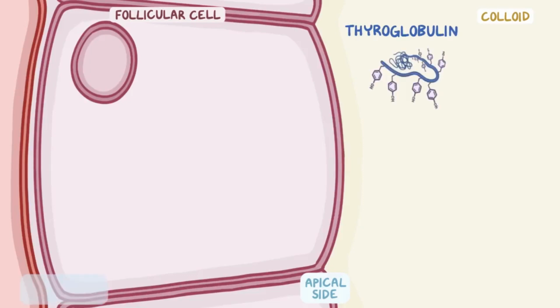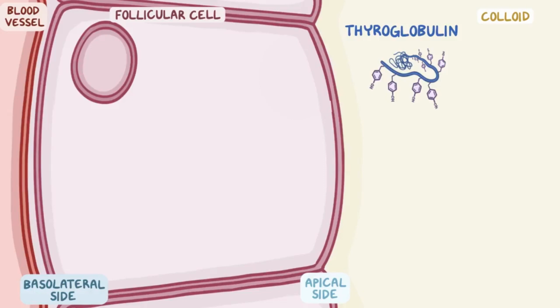Zooming in, these follicular cells have an apical side that surrounds a central lumen filled with a viscous fluid called the colloid. The colloid contains the precursor hormone thyroglobulin. The basolateral side of follicular cells is in contact with blood vessels that supply these cells. Now, synthesis of thyroid hormones inside the follicles involves a few important steps.